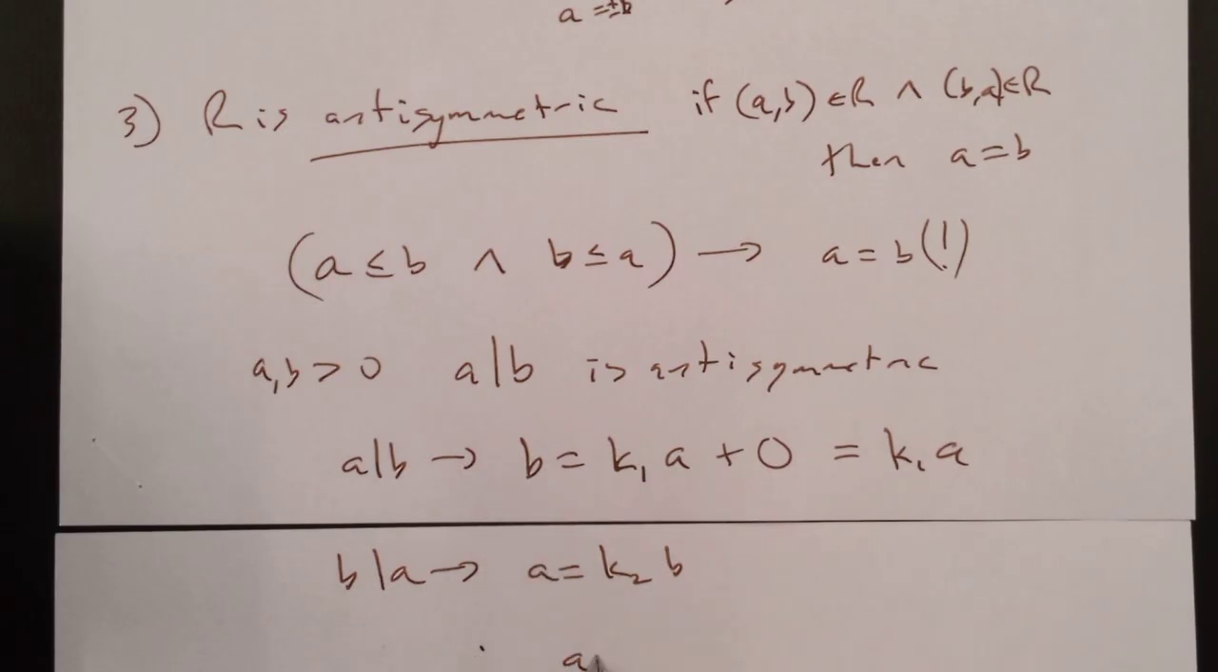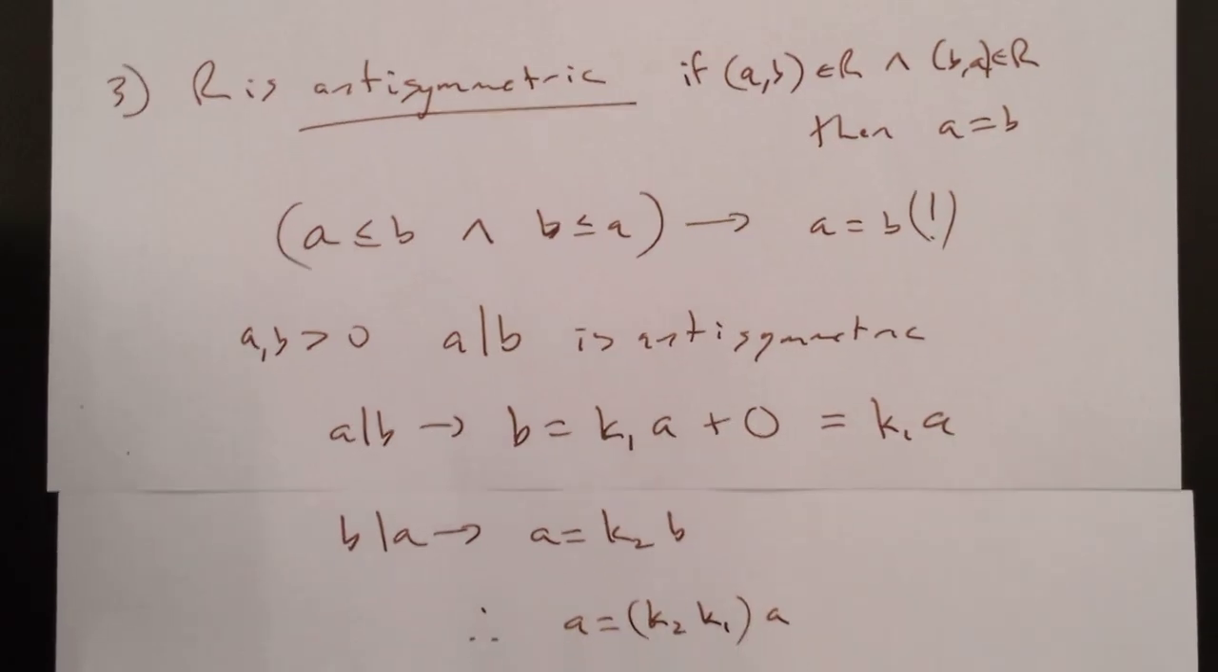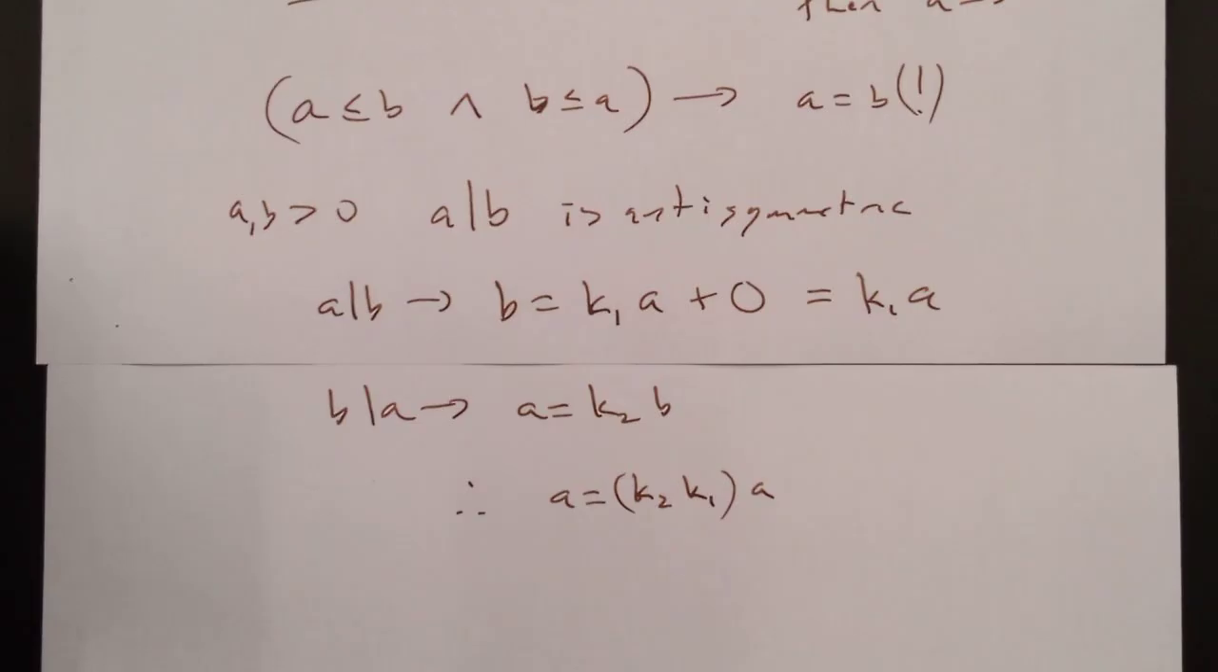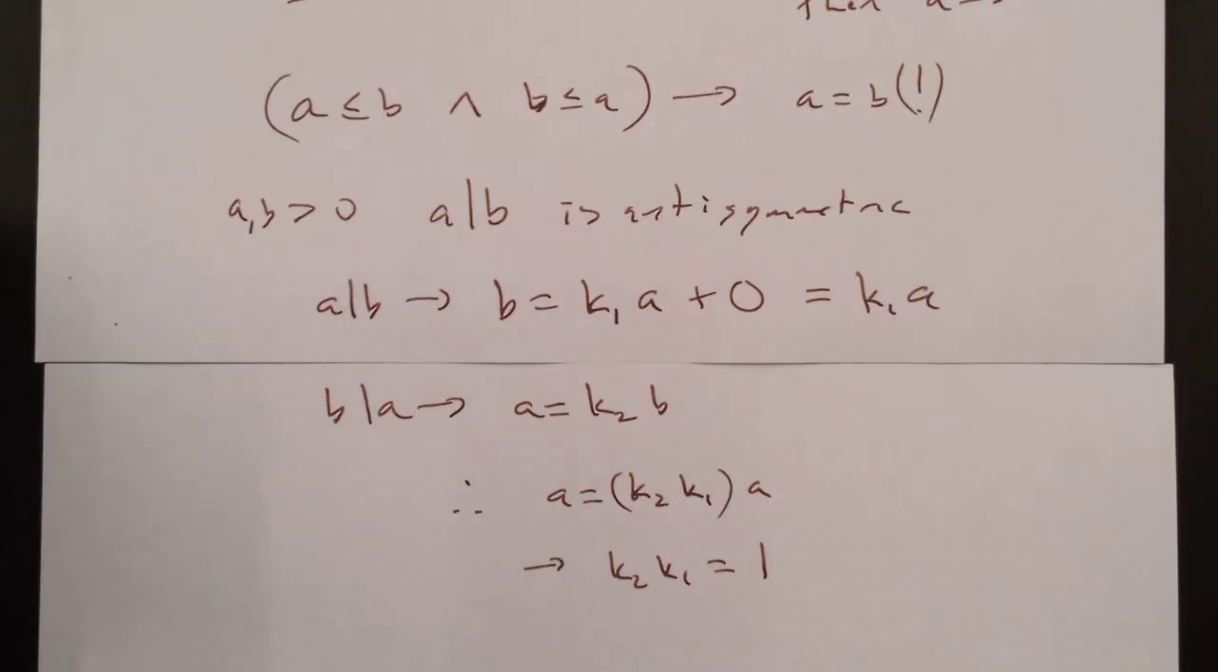Wait a minute. A is equal to K2 B, but B is equal to K1 A. Put those together and I get A is equal to K2 times K1 times A. What's that tell me about K2 times K1? Oh, wait, there's more. It's not just any integer. It's 1. And K1 and K2 are integers. And the only two integers that multiply together to give you 1 are?